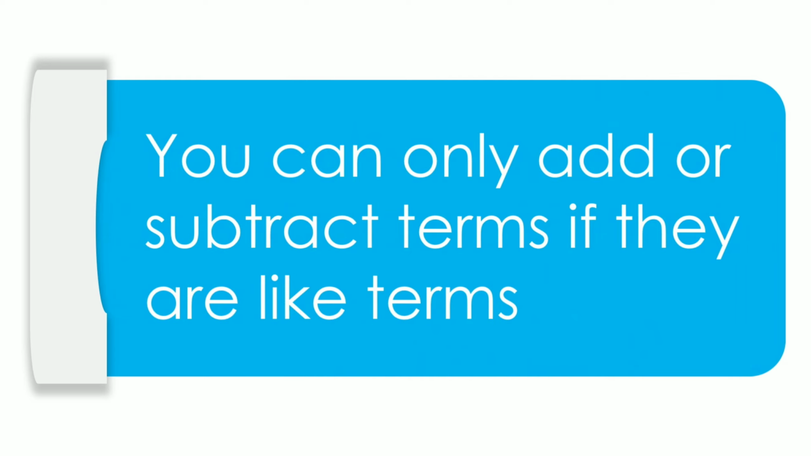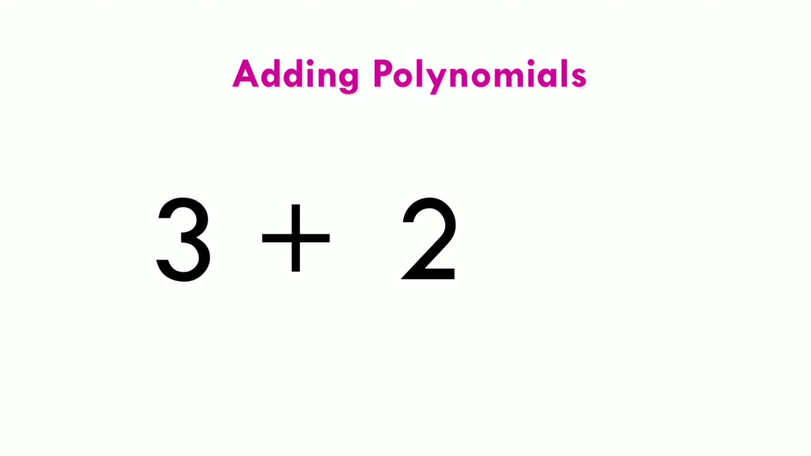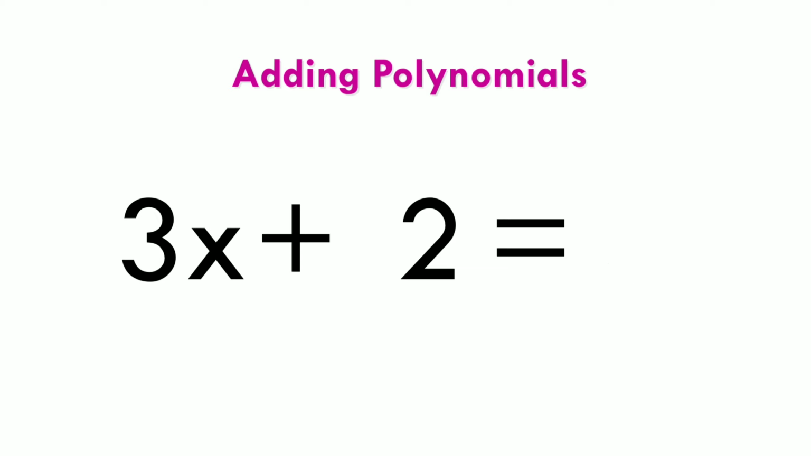Now, before we proceed, here's a rule that you must remember. You can only add or subtract terms if they are like terms. Here I have two constants, 3 and 2. Since constants are like terms, we can add these numbers. 3 plus 2 is equal to 5. But what if I change 3 to 3x? Can I still add the two terms? The answer is no, because 3x and 2 are not like terms. So the sum of 3x and 2 would still be 3x plus 2.